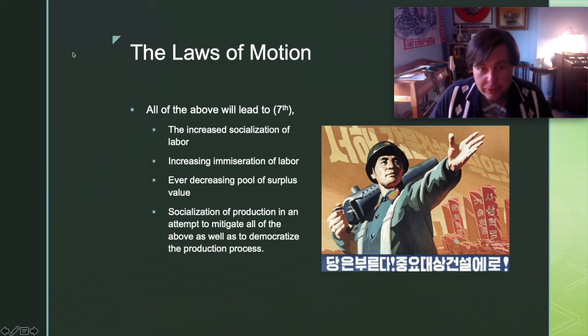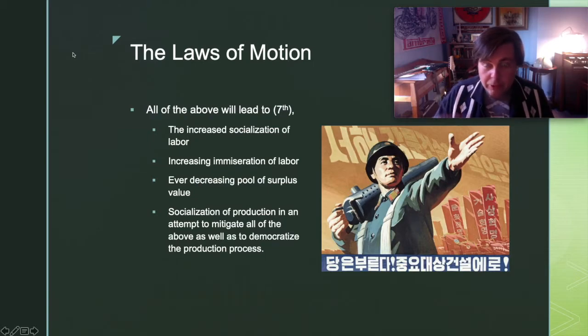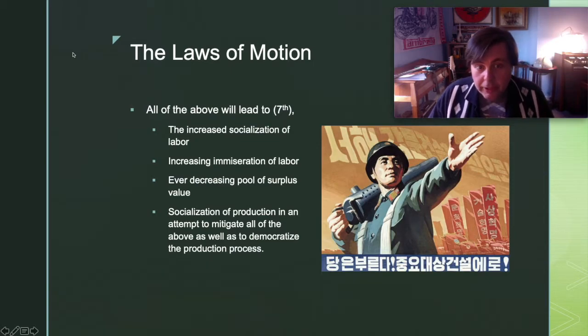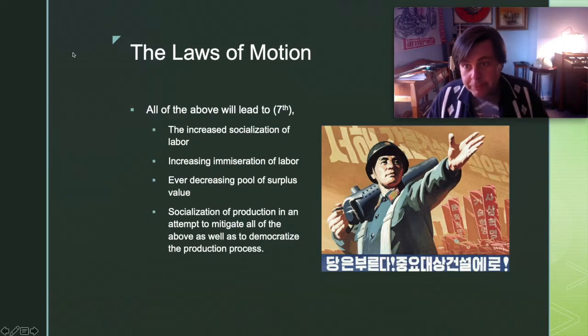And that's because there's an ever decreasing pool of surplus value that they're able to draw from, because surplus value can only be drawn from labor, and labor is becoming less and less important part of the production process. That leads to a couple things. The first thing is that, the argument goes, you get workers who are increasingly alienated from the fruits of their production.